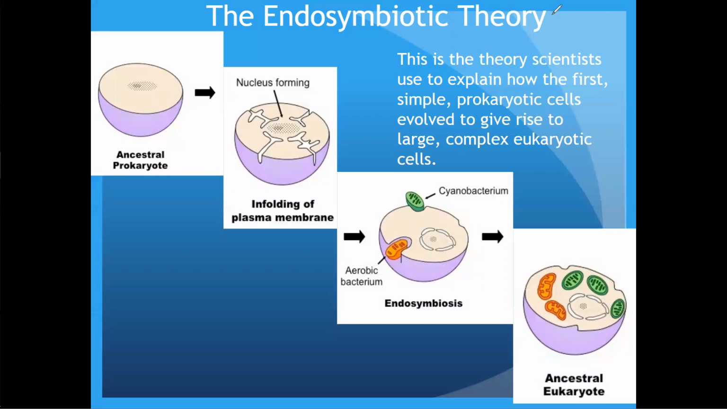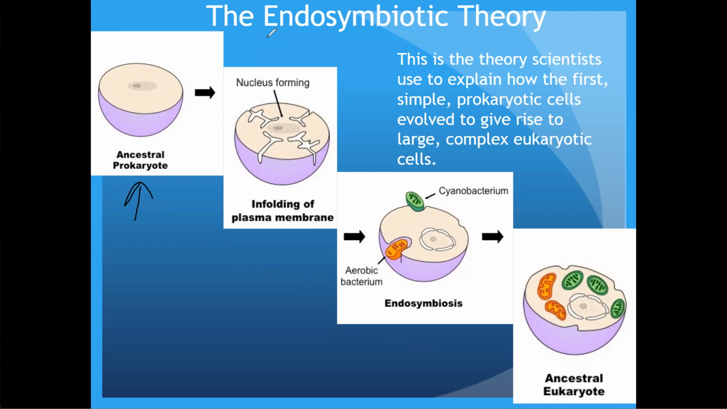So again, let me go over it one more time really quickly. Prokaryotes were theorized to be the first cells on Earth. And so they were small and simple, and they only had a cell wall, a cell membrane, ribosomes, and cytoplasm. They didn't have any other types of organelles or organization. It was just the simple small cell.